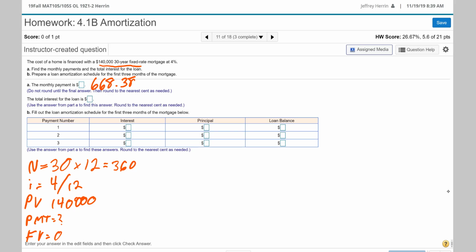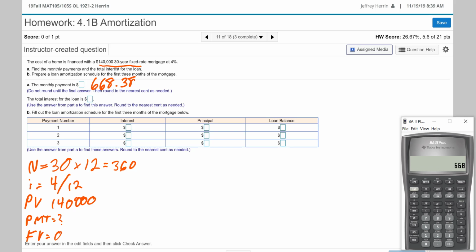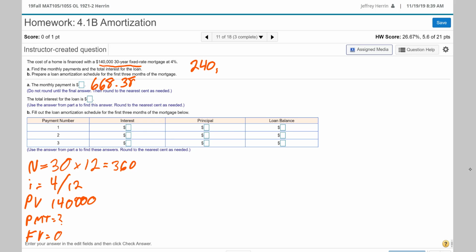All right, now the total interest for the loan. To know that, we're going to need to find out what we totally paid back for the loan. So let's take this $668.38 and we will multiply that by the number of payments, 360. Looks like we're paying back a total of $240,616.80. And if we're paying that much back and we only borrowed $140,000, then that means our interest is $100,616.80.